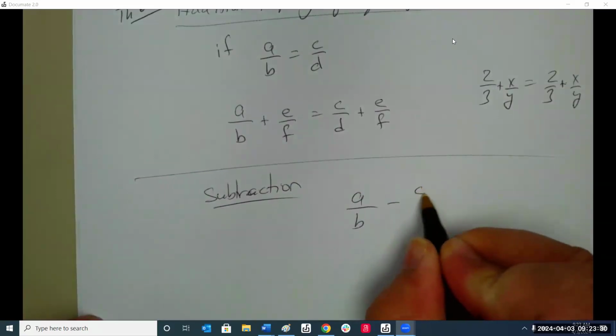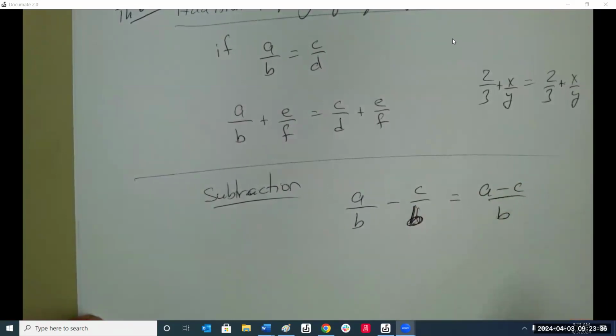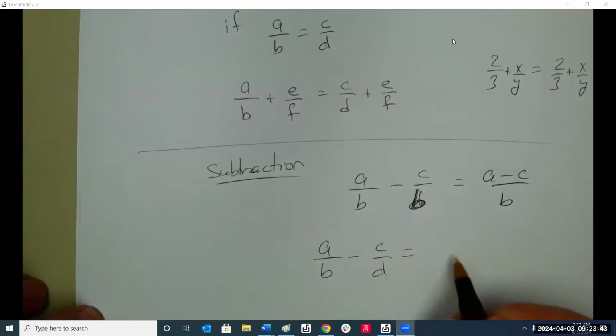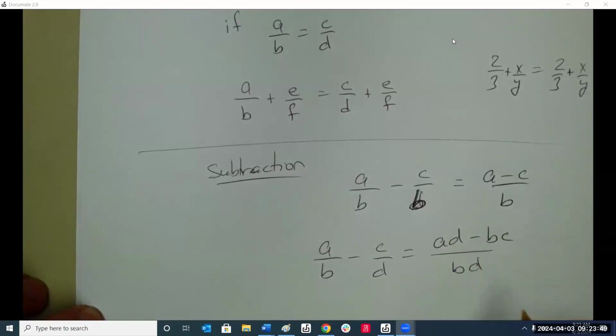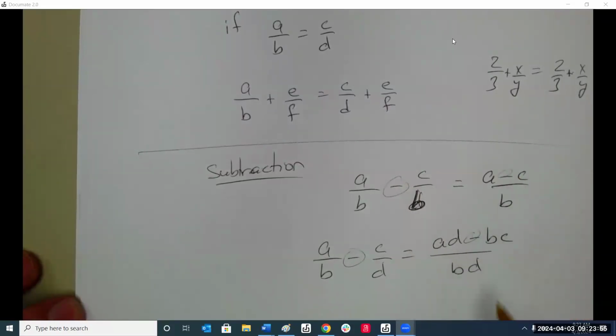It says A over B minus C over B equals A minus C over B. All we're going to do is, if we change the sign, it just changes the sign in our equation. Everything else is the same. And we subtract instead of add. So that's the beauty of subtraction and addition. It's the same thing, just change the sign.